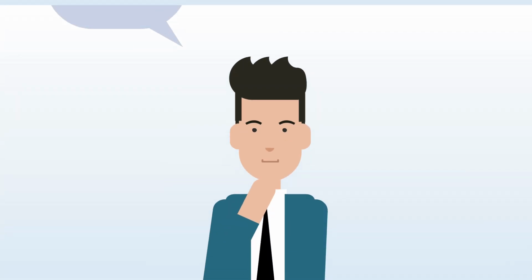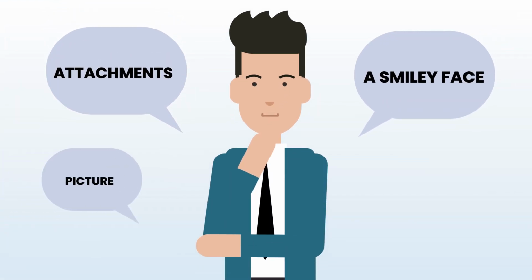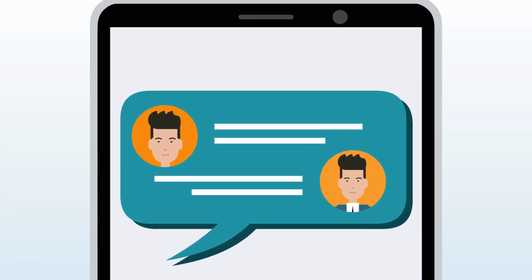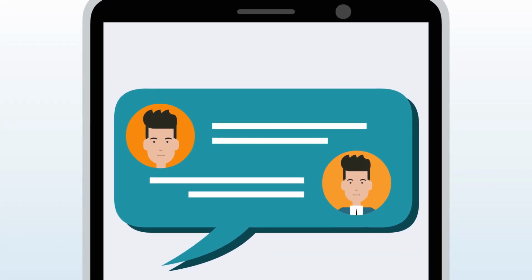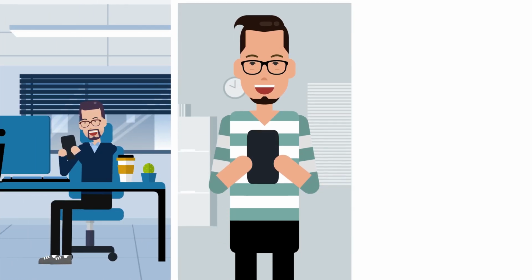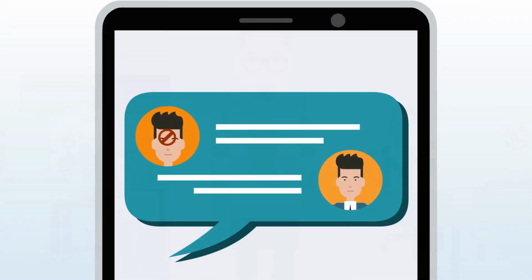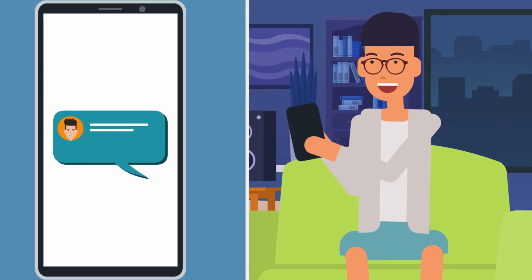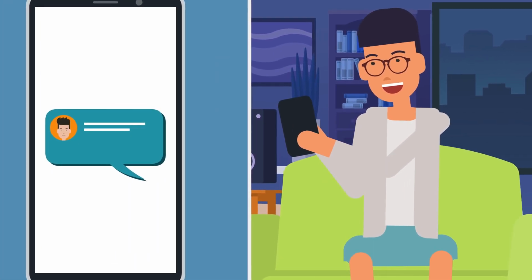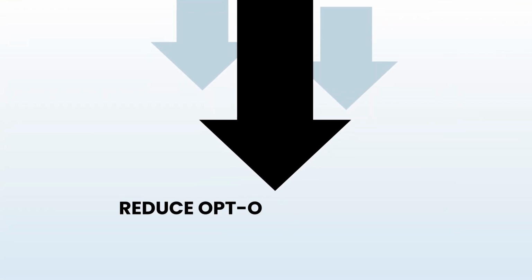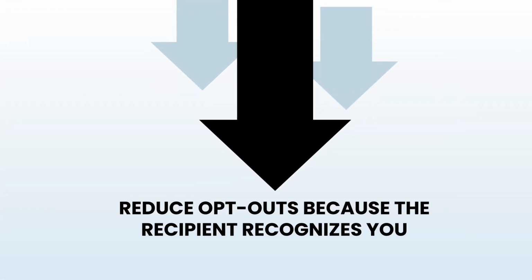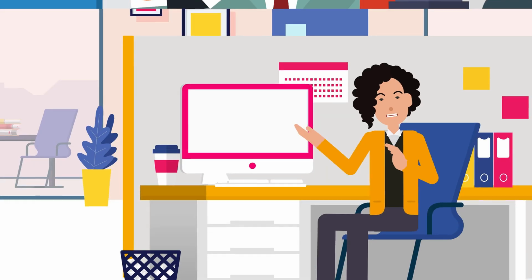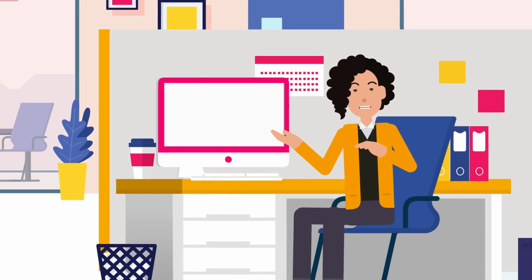If you want, you can add attachments, a smiley face, or picture. We found that it's a good idea to potentially add your own picture to some of these text messages, so your clients can see it as you and not spam. You wouldn't want to include your photo in repeat messages, but the first message may be received better if the client can see a photo of you. Including your picture may reduce opt-outs because the recipient recognizes you, remembers seeing you or your business card or your website.